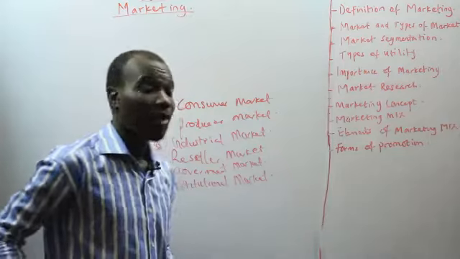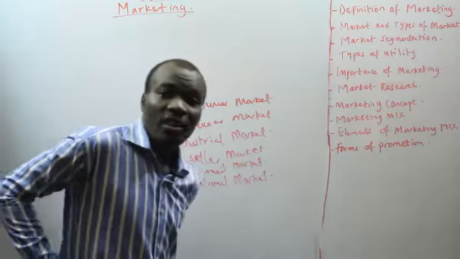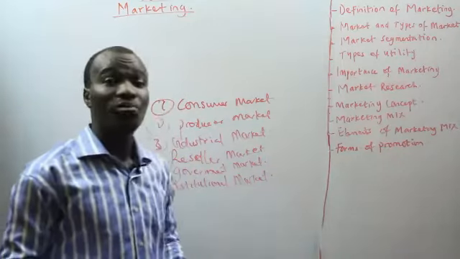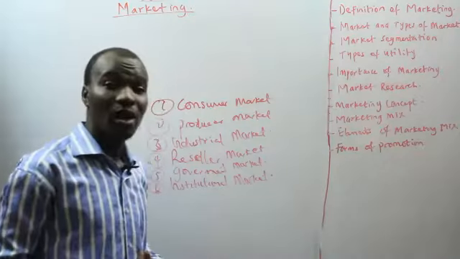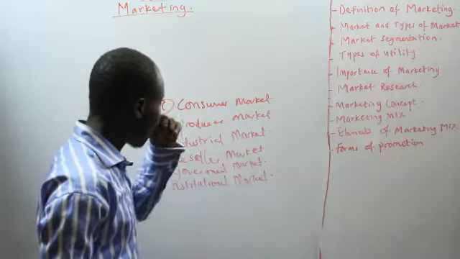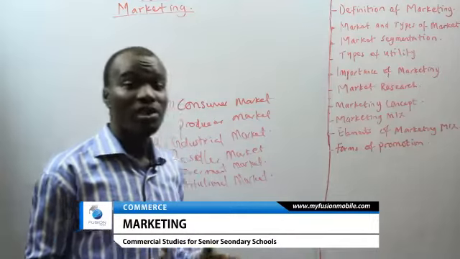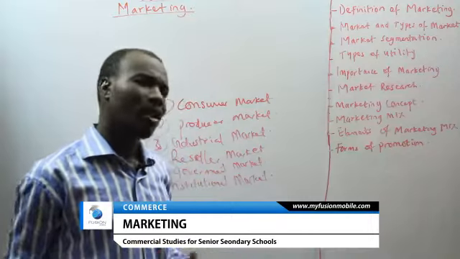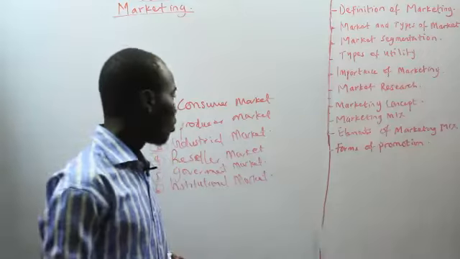The first type of market is the consumer market. The consumer market consists of different categories of consumers, whereby goods and services are purchased for immediate consumption, in order to satisfy the immediate needs of the consumer. Then the next type of market is the producer market. In the producer market, goods are bought and then resold in order to make a profit.